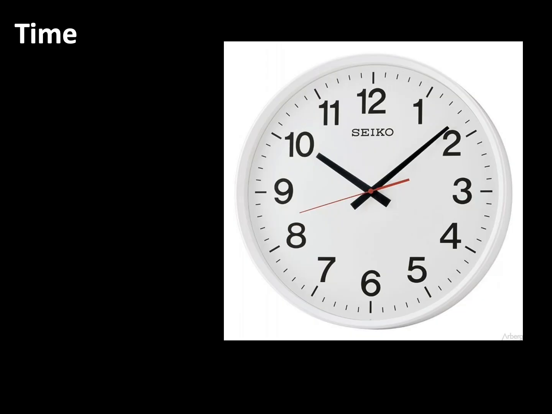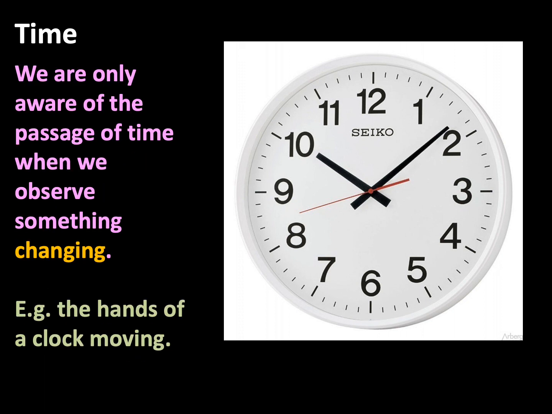One of the first concepts we meet in the cosmology course is time. We're only aware of the passage of time when we observe something changing. For example, the hands of a moving clock. We see the hands move, so we know time is passing.